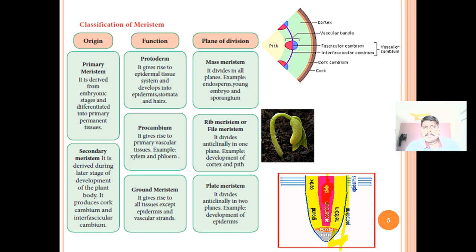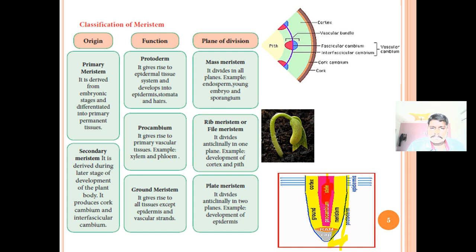Division is in only one plane. Okay, so a very good example for rib meristem is the development of cortex and pith. So cortex and pith come from a rib meristem. Okay, so kindly note it down, dear students.